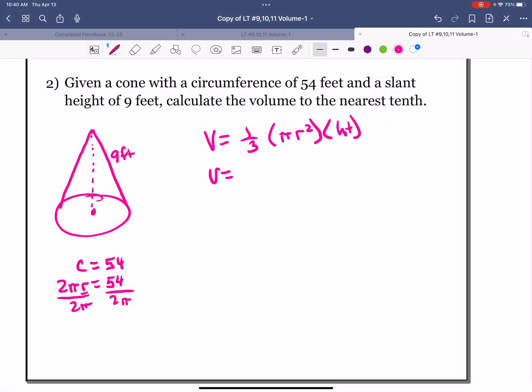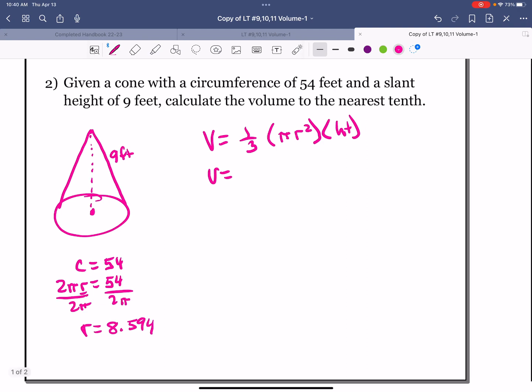So we're picking up with this number 2. This gives you that the radius is 8.594. So we'll take it out as much as we can. That goes here, 8.594. Now what we have is a right triangle where we can get the height of this.